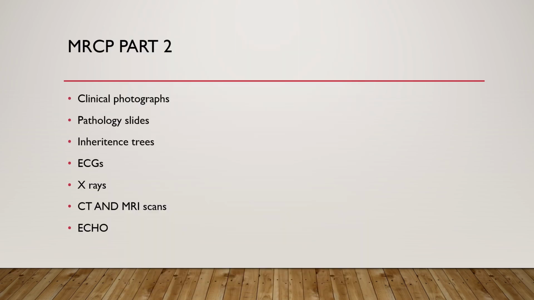The main difference between part 1 and part 2 is not the syllabus or the specialties. The main difference is the depth of knowledge that you will be tested on. MRCP part 2 is more of clinical reasoning or clinical judgment, whereas part 1 is fact-based and memory-based questions. Part 2 also includes some extra things such as clinical photographs, pathology slides, inheritance trees, ECGs, X-rays, CT, MRI scans, echocardiographs. All these won't be there in part 1. These are included only in part 2.